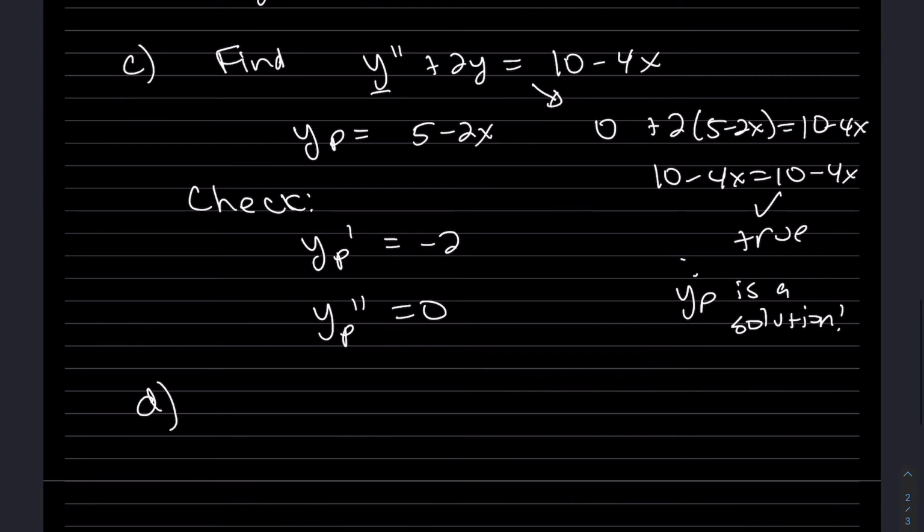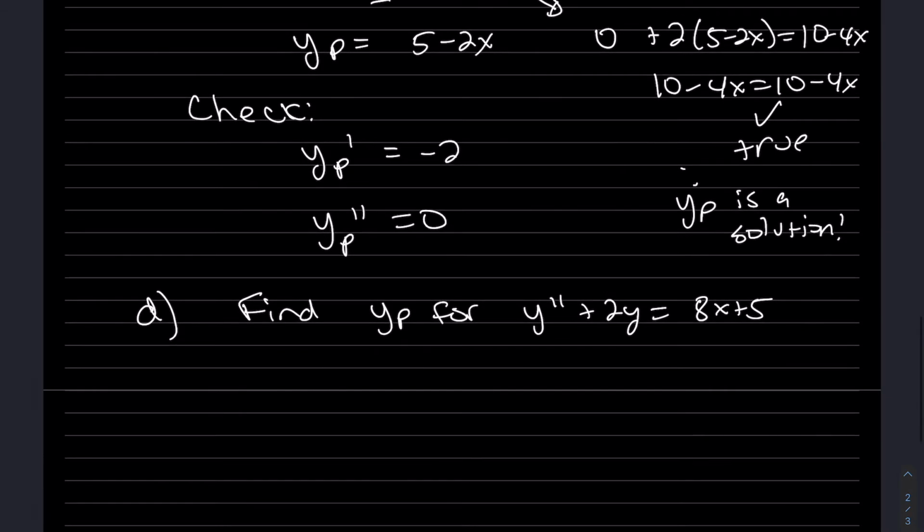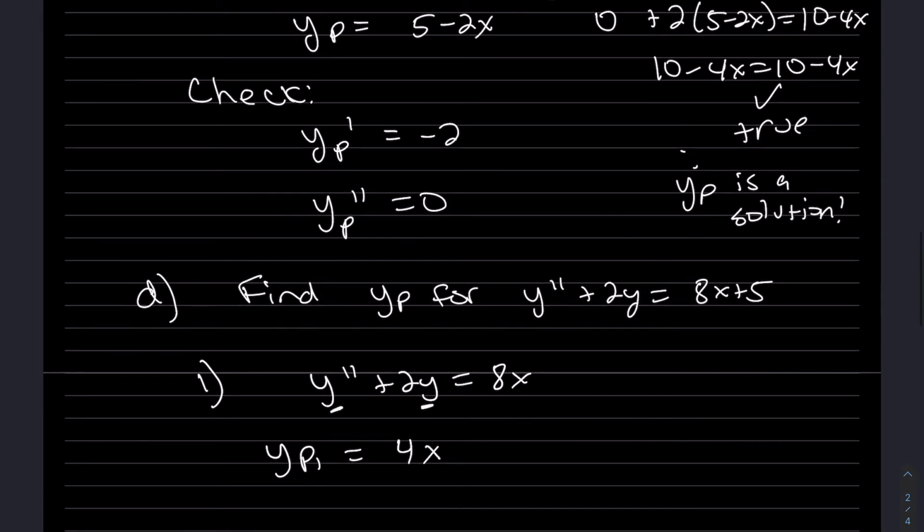And part D, can we do it independently? We want to find YP for this. So they're just asking us up front. We're not getting led through it now that we understand it. So first, we're going to find YP1. Looks like we want that to 0 out. So YP is 4x. YP prime, so we get 0 plus 2. True.